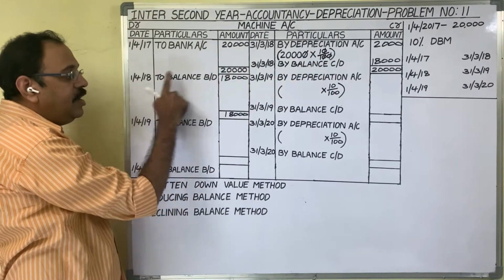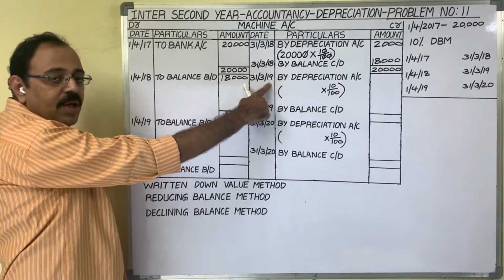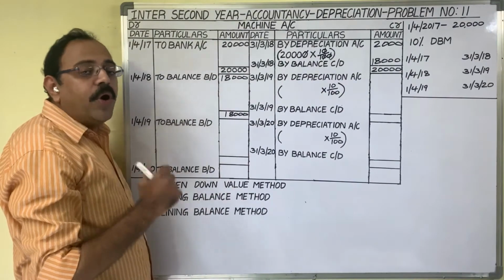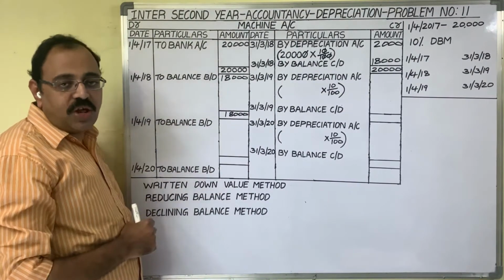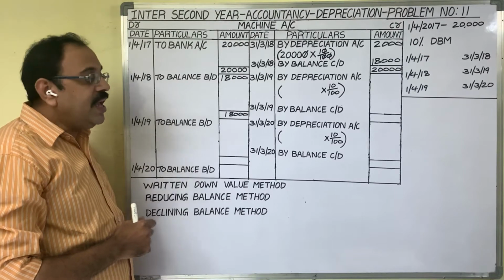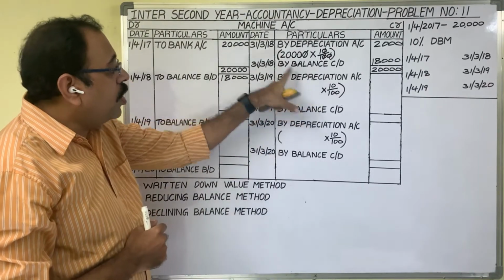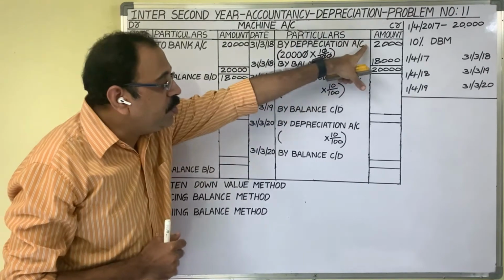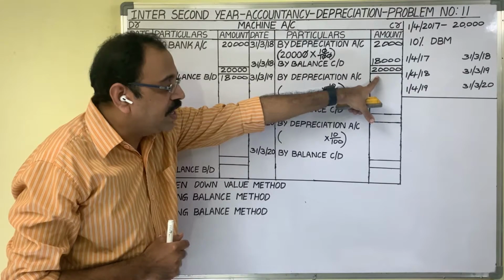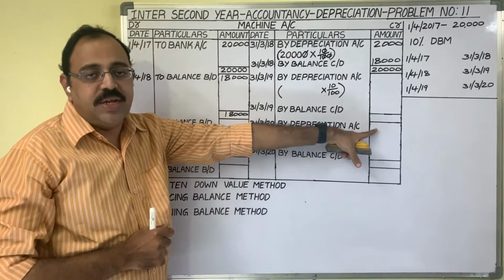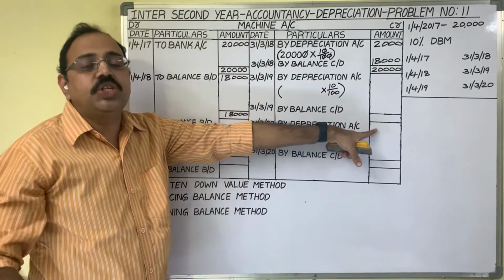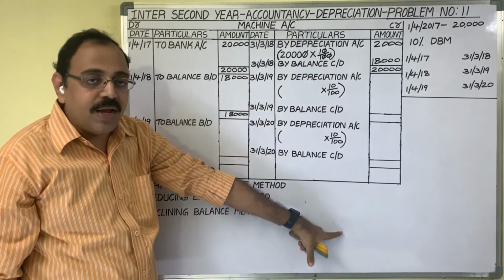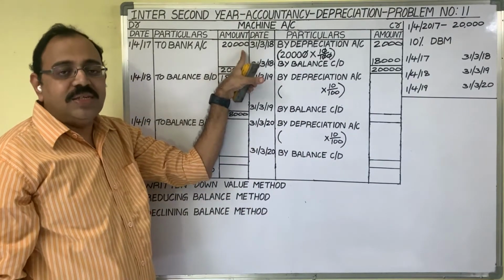The second year last day is 31st March 19. On that day we have to provide the depreciation. Now a new point comes. If it is the fixed installment method of depreciation, then in the second year also we calculate the depreciation on the original cost of the asset. So the same 2,000 we take for the second year and even for the third year. The main feature of the fixed installment method is that every year depreciation is calculated on the original cost of the asset.